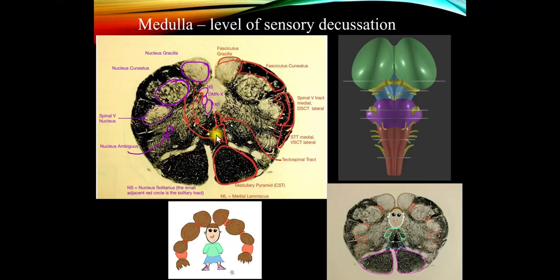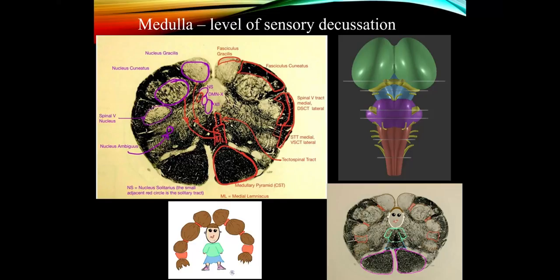Okay, so that's the important crossing here, and the name of these fibers that cross over, and you can see the circular pattern. These would be coming over to the opposite side over here, but these crossing fibers are called the internal arcuate fibers. And so we always want to compare and contrast vibration and proprioception pathways with pain and temperature pathways. Remember that pain and temperature crosses in the spinal cord as the ventral white commissure, whereas vibration and proprioception crosses in the medulla as the internal arcuate fibers.